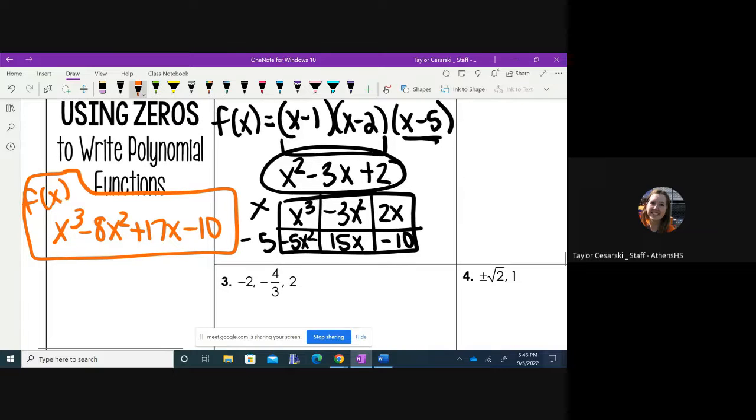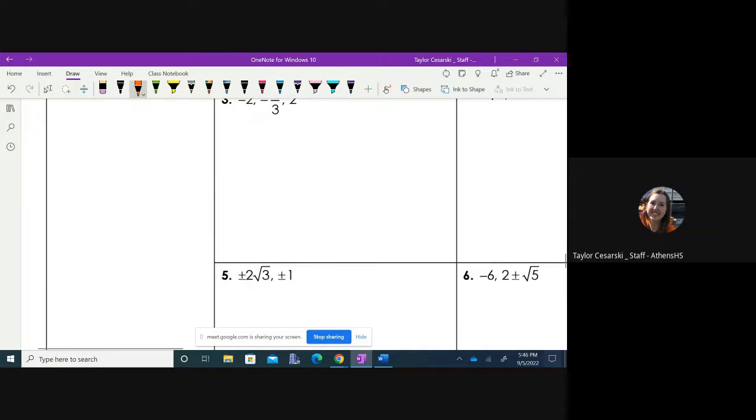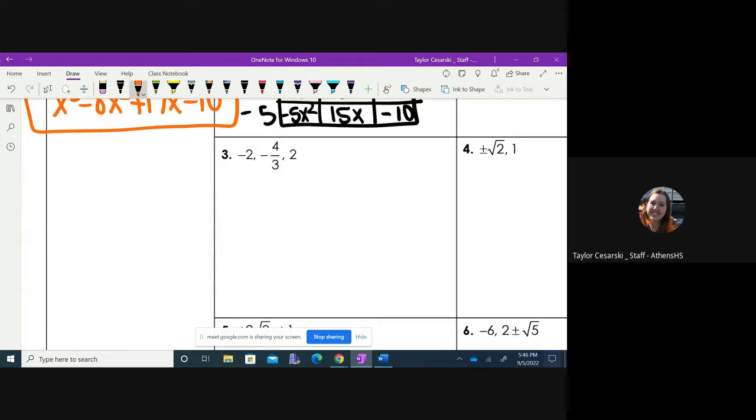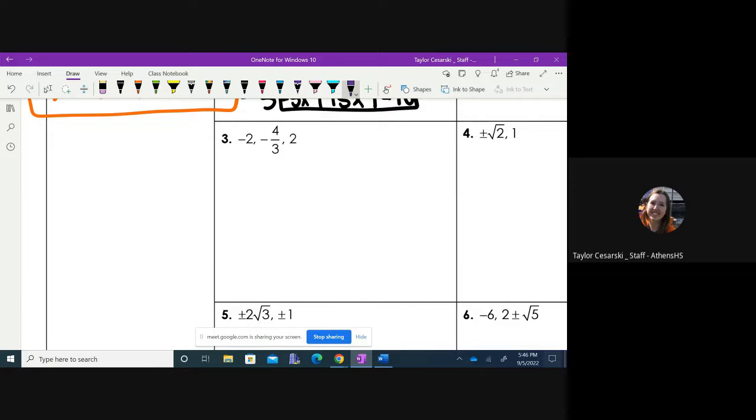All right, next one. Now, I'm not going to take the time to multiply out all of these because I think we can multiply polynomials, but I'm going to remind us how we set all of these up. So 3, I'm just going to leave in factored form. You can multiply it out on your own. And then I will go ahead and multiply out number 5 because I want to make sure we know how to do it with the square roots.